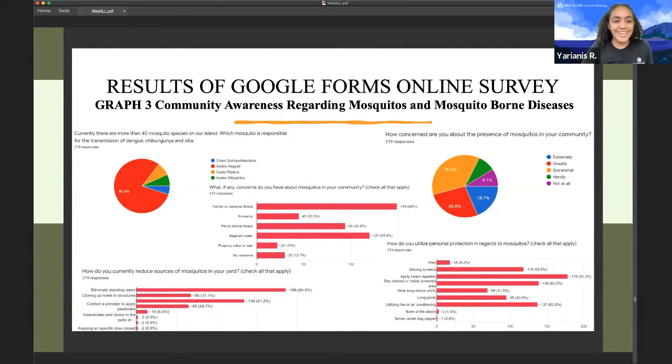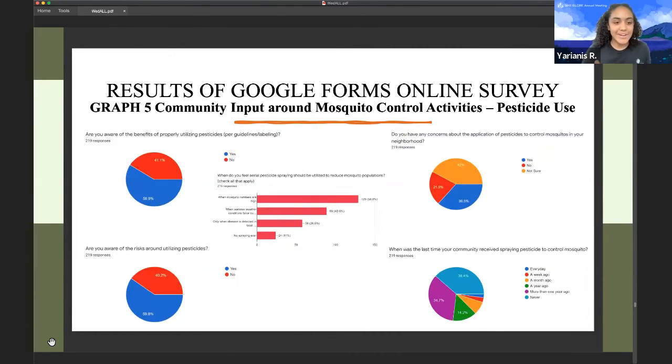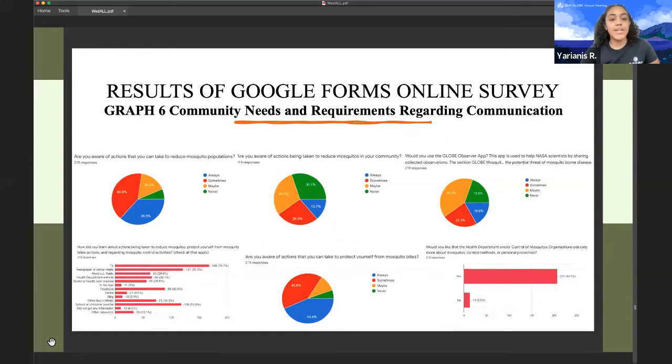Here, graph 3, community awareness regarding mosquitoes and mosquito-borne diseases. Next. Graph 4, know about your water surroundings. Graph 5, community input around mosquito control activities with the pesticide use. Graph 6, community needs and requirements regarding communication.